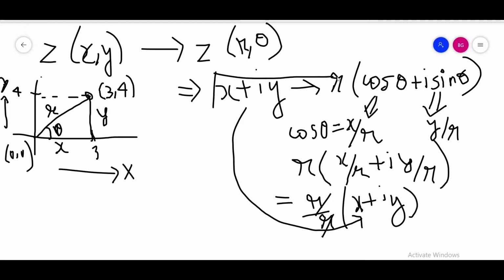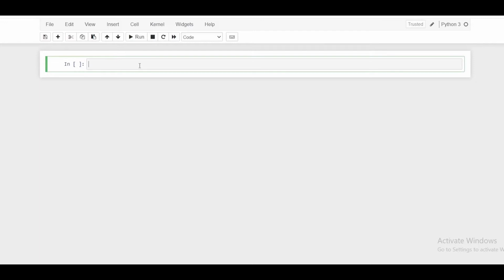So that's how we can signify x plus iy in polar form, which is r into cos theta plus i sin theta. Let's do some examples on the cmath module. Now let's start off with the cmath module.